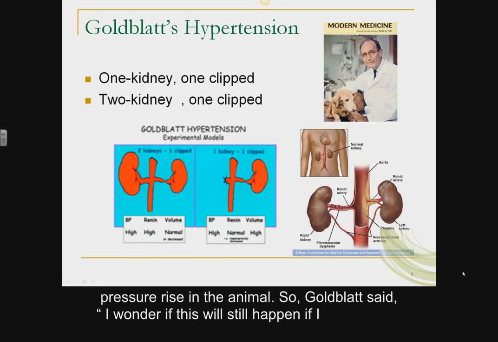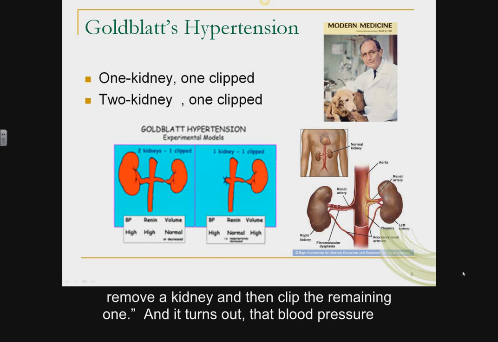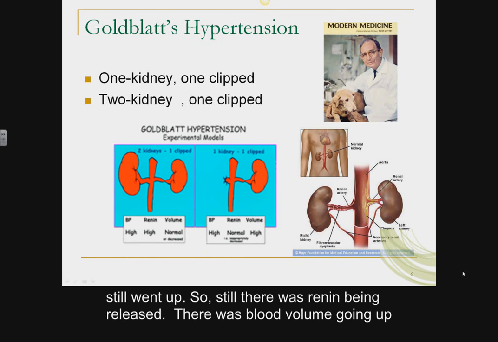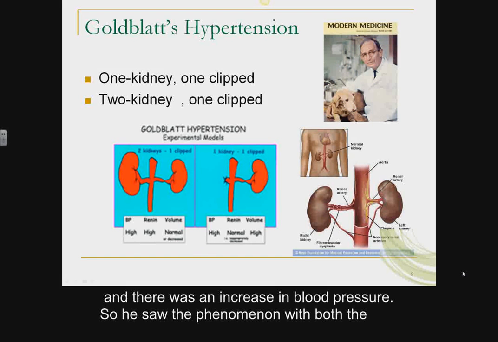So Goldblatt said, I wonder if this will still happen if I remove a kidney and then clip the remaining one. And it turns out that blood pressure still went up. So still there was renin being released. There was blood volume going up and there was an increase in blood pressure. He saw the phenomenon with both the 1 kidney and the 2 kidney.